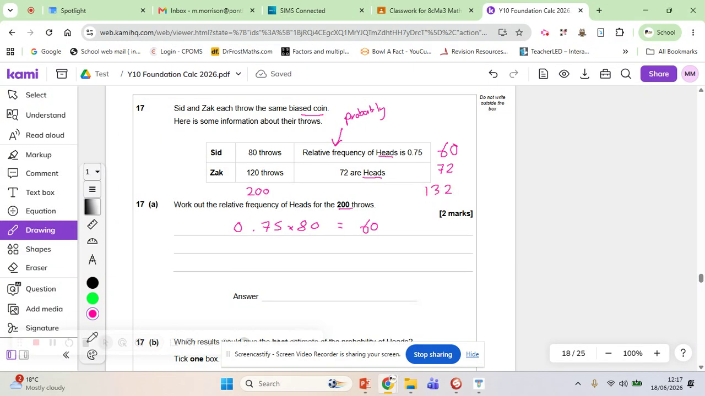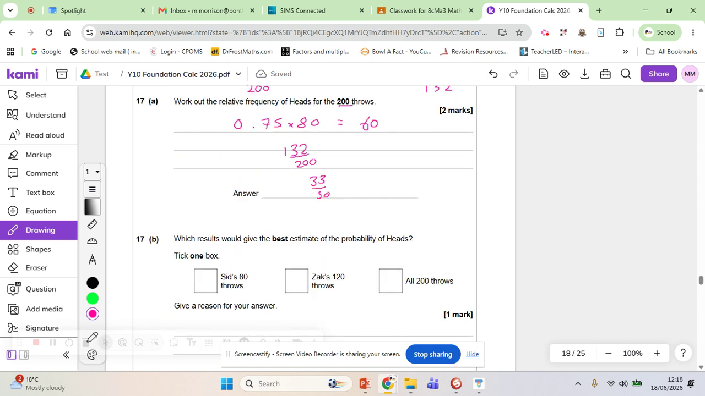So therefore the relative frequency of all 200 then is going to be 132 over 200. Now I can't just leave it like that. If I put it in my calculator, it will tell me the decimal equivalent or 33 over 50. Okay, but 33 over 50 would be fine, or we could say 66%. Okay, now there is different ways of doing that as well.